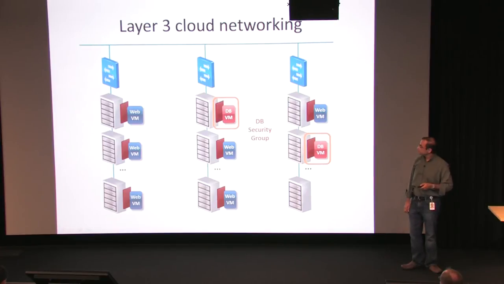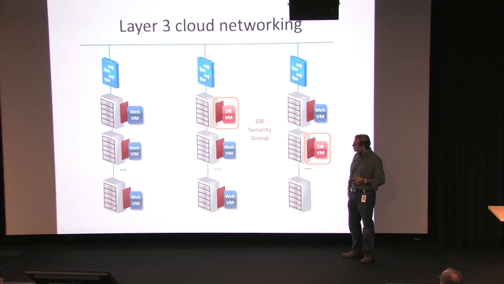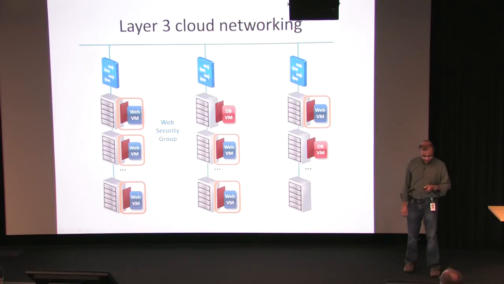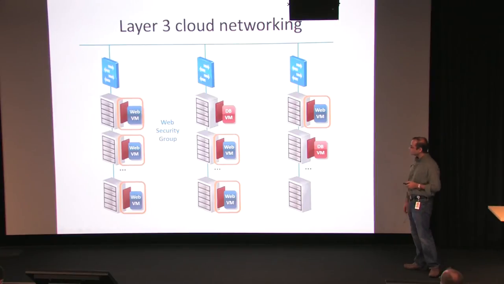And let you create security groups. And so we have firewall rules in here which say that those database VMs can access each other. And then you as an end user, you can come in and say that the web VMs can access the database VMs security group on TCP port 3306. And then everything else is dropped.